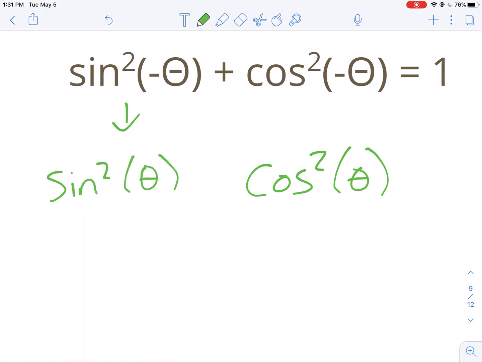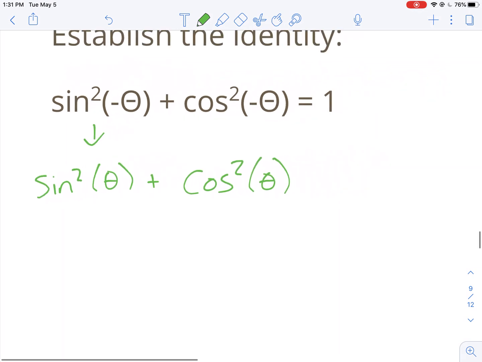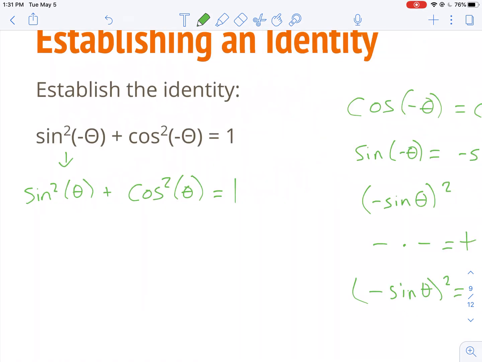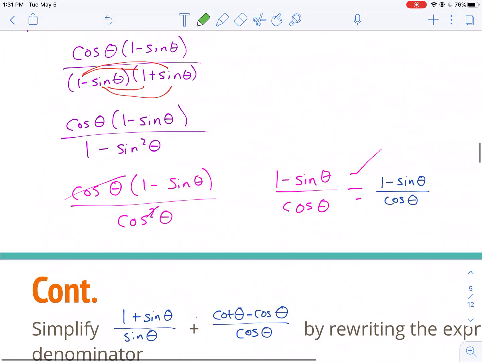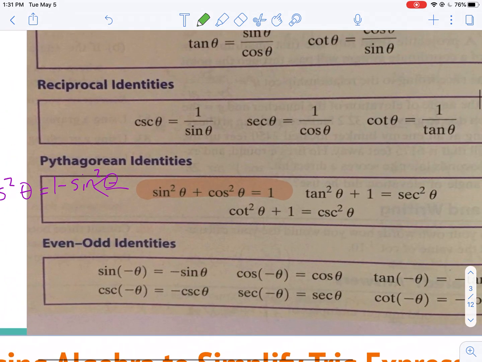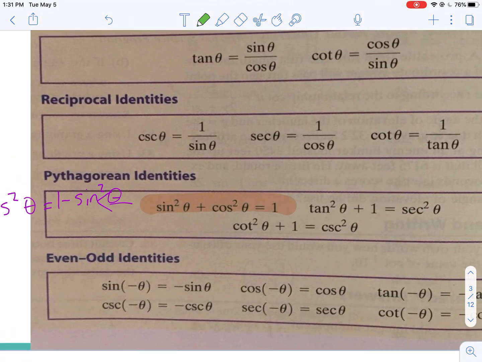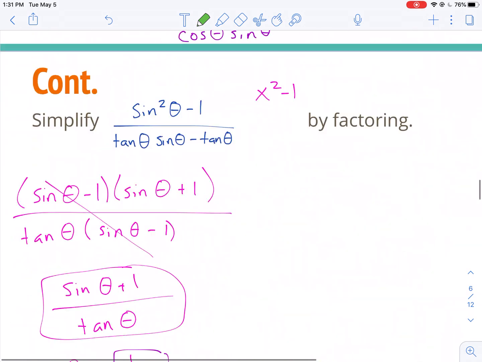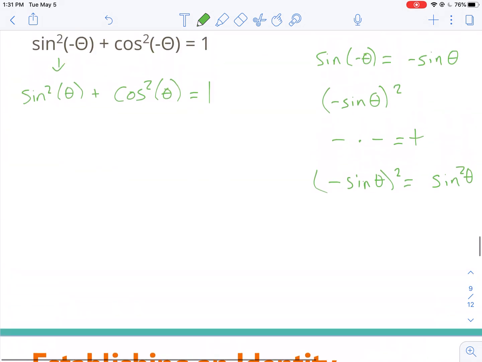So now I have the sine squared of positive theta plus the cosine squared of positive theta equal to 1. And we've already learned, all the way back when we first learned about some trig identities, that the sine squared of theta plus cosine squared of theta is equal to 1. So now we have 1 is equal to 1, and that checks out.